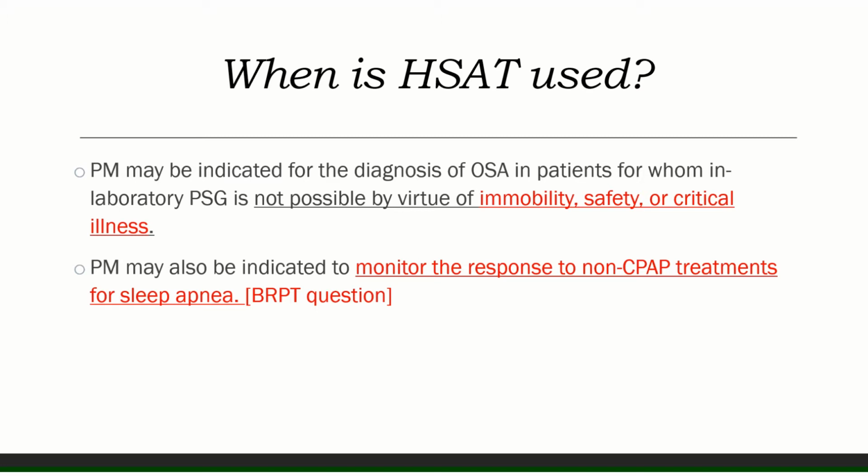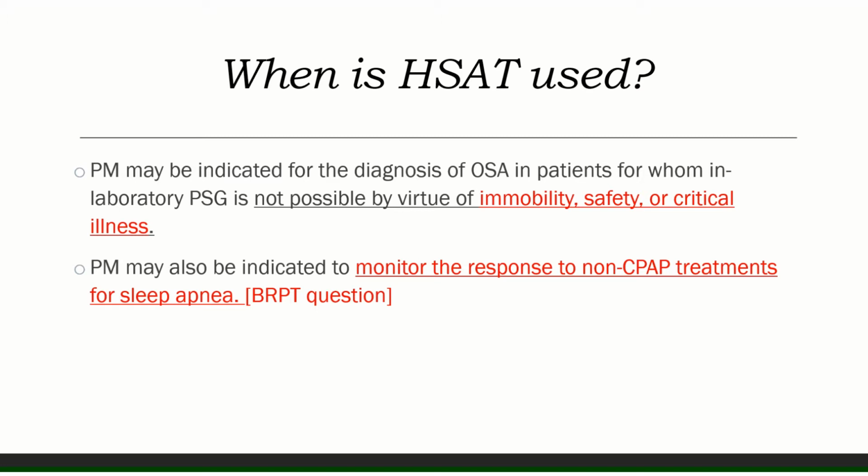I mean, in my personal opinion, there's no reason for them to have a PSG or Hsat, but that's just one of the reasons that they listed as to why we might do a Hsat study: if the patient is immobile, if it's safety reasons, or the patient has a critical illness.